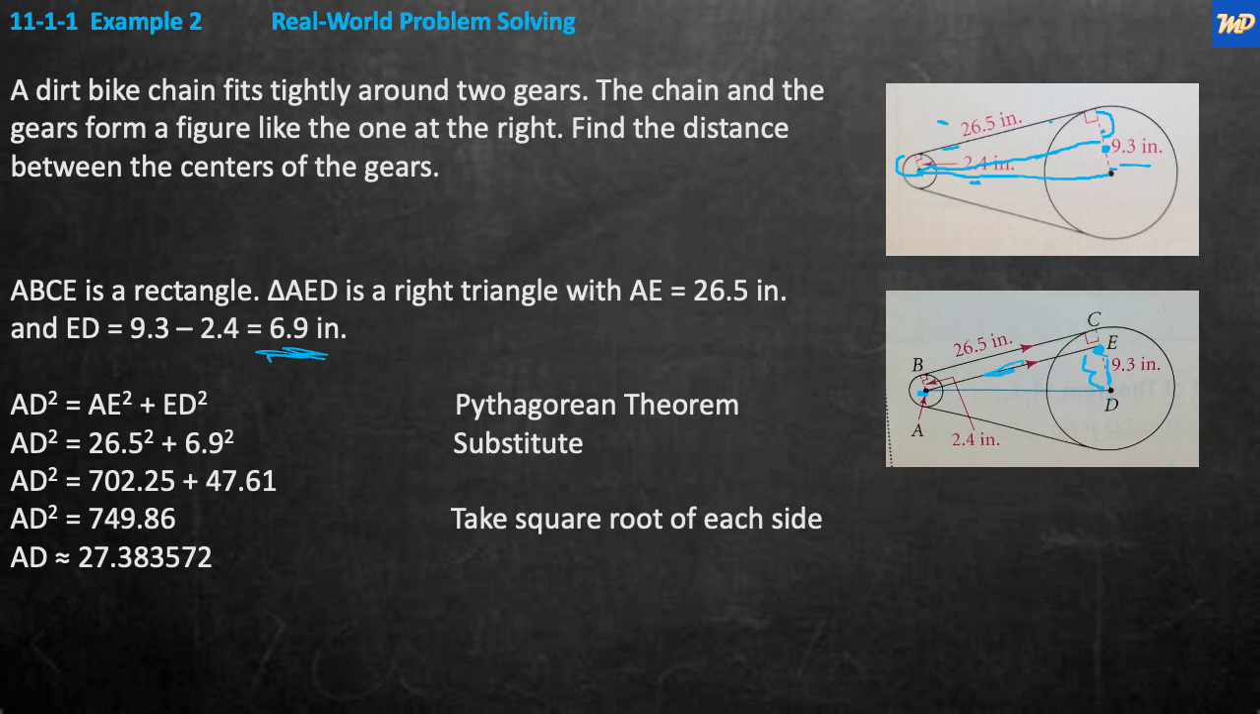So the square of those two. Now we add them together, we get 749.86, and take the square root of both sides. When we do that, we get AD is approximately equal, because we took the square root of a number that wasn't a perfect square, so we don't really know what the real answer is here, so it's approximately 27.4 or 27.38, whatever we're going to go with, depending on how accurate you want to be. But we're going to say 27.4 inches. Okay?